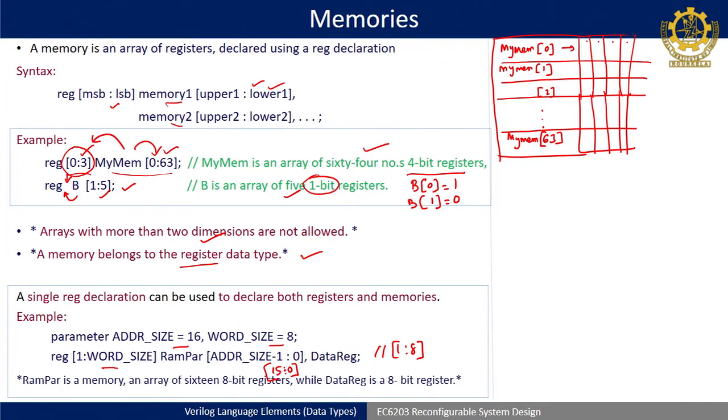Okay. So now 16 different memory locations are there. In each location we can store 8 bits of data. Okay. So that they have decided in the same register declaration. At the same time, after the comma we have defined data range, which is another register data type. Understood? It can only store 8 bits of data. That indicates that RAM pair is a memory array, whereas data range is a simple 8-bit register. Okay. So in a single register declaration we are able to define both the register and also the memories.